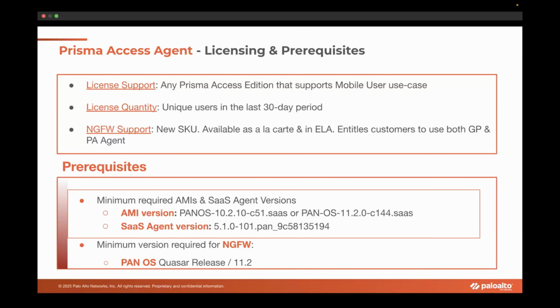So from the prerequisites perspective for the infrastructure, the AMI and the SaaS agent versions are what are mentioned in the slide here where I'm hovering the mouse. So it has to be 10.10 or higher, the version that I mentioned here. And of course, 11.2.0-c144 or higher in terms of the AMI version. The SaaS agent version has to be 5.1.0-101 or higher. Then from the NGFW perspective, the PAN-OS minimum version that is needed is 11.2.